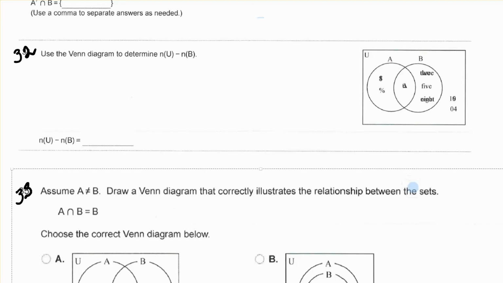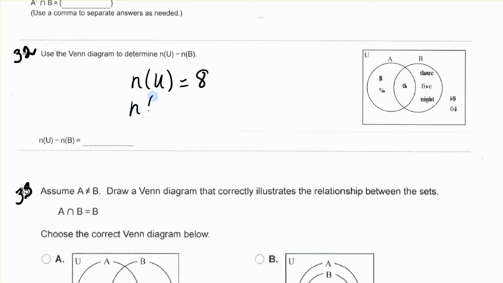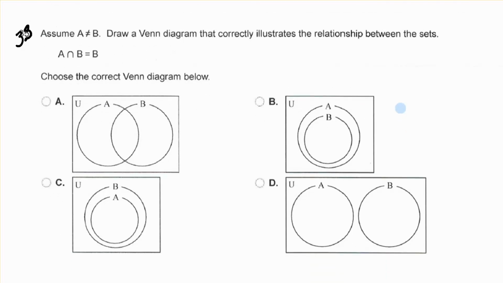All right, this one says to use the Venn diagram to determine the cardinality of the universe minus the cardinality of B. All right. The cardinality of the universe. Well, that's everything. That's 1, 2, 3, 4, 5, 6, 7, 8. The cardinality of B, 1, 2, 3, 4. If I subtract those, I get 4. Okay, I believe this is our last question.